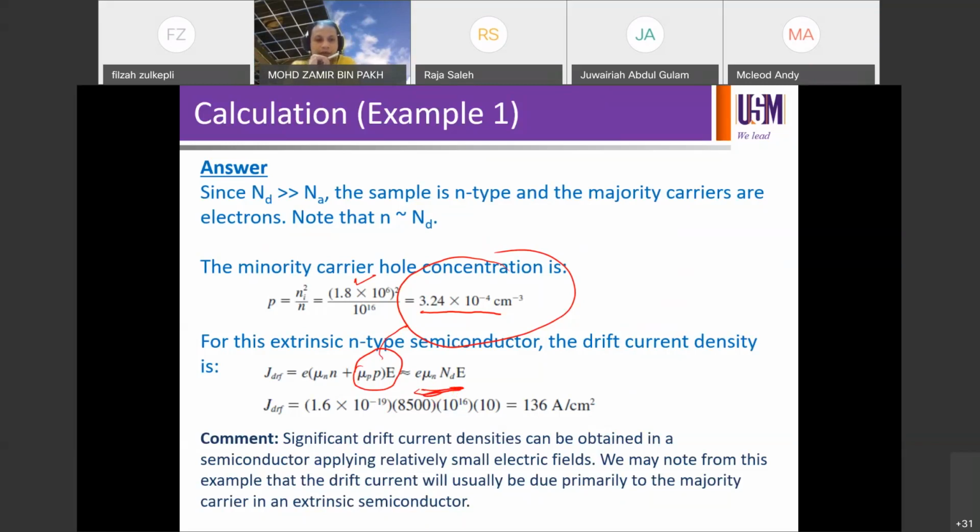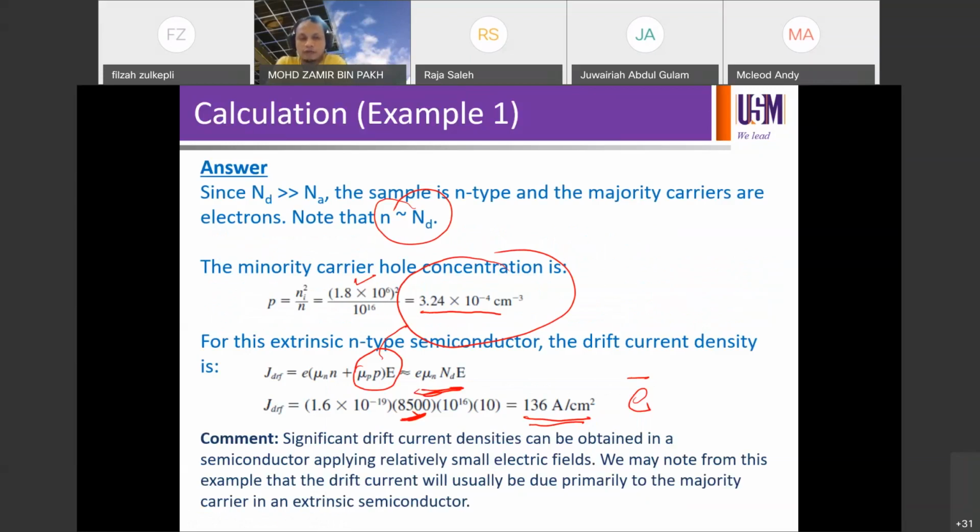Electron charge times 8,500 from the mu N of gallium arsenide, and then your ND is already given, right? 10 to the 16 times your electric field, 10 volt per centimeter, as given by the equation. So that will give you 136 ampere per cm squared, contributed by electrons only. Okay, electrons only. There's no hole component because minority carrier concentration is too low.